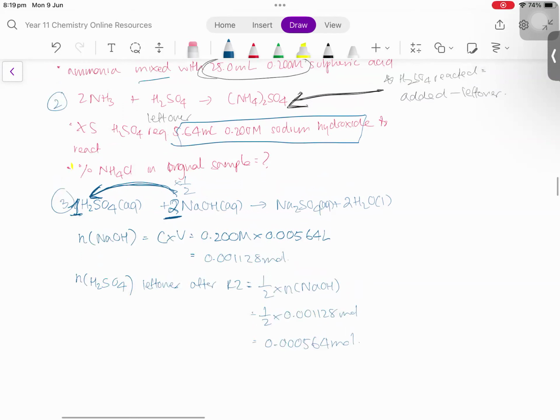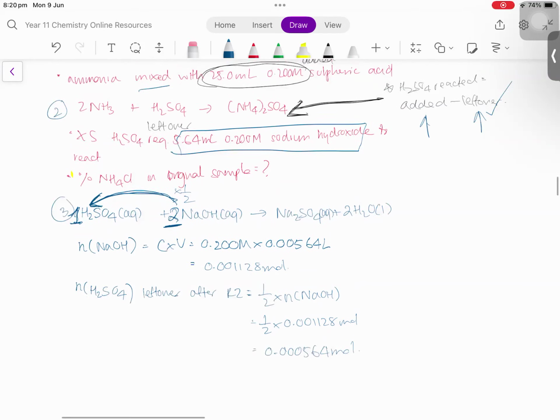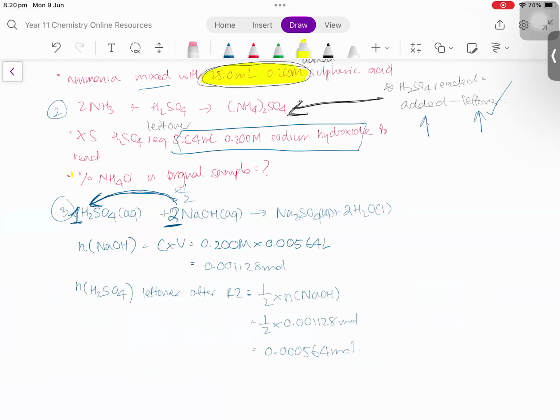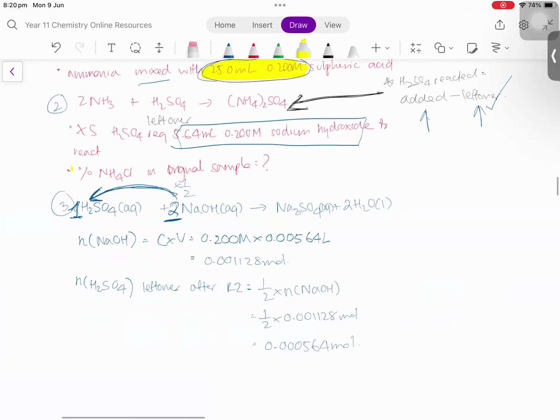We said that if you know the amount added and you know the amount left over, you can figure out the amount that got lost. So we've got the leftover now. I can calculate the amount added. They have to tell you that. They told me that they mixed it with 25 mils of 0.2 molar. So let me calculate that first, and then I can put it into this equation that we've formed.